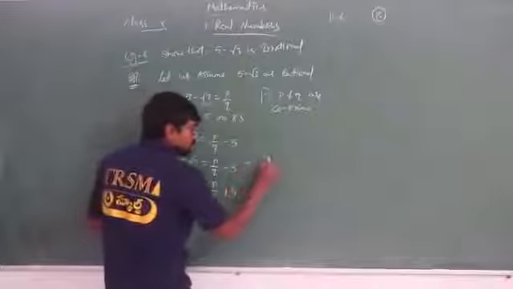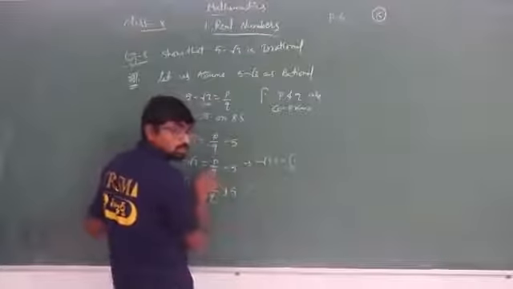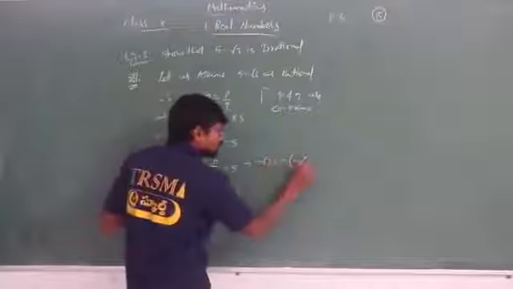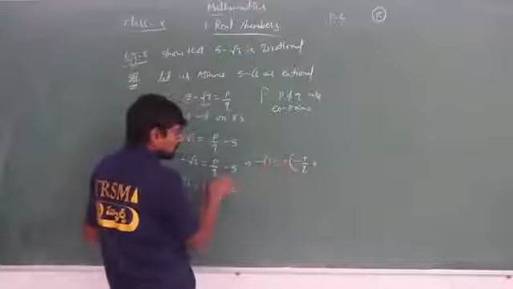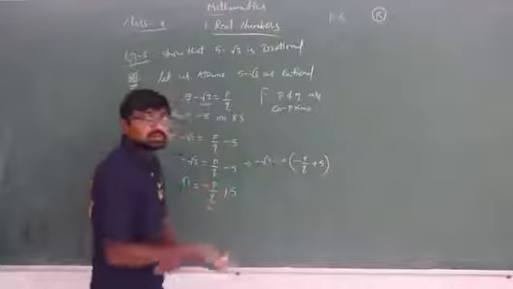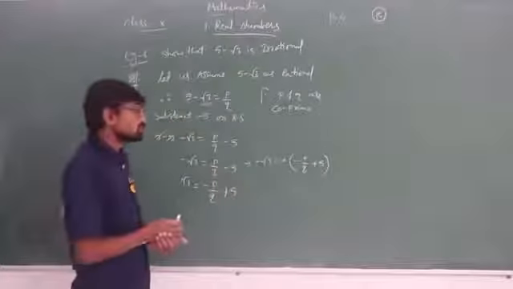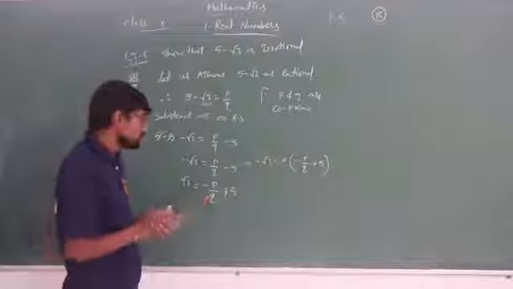In this step you can write root 3 equals, if I take minus common, minus into minus gives plus, minus into plus again gives minus, isn't it? So minus and minus. If I take the multiplicative inverse, the minus will cancel. Therefore, we will be getting this step.